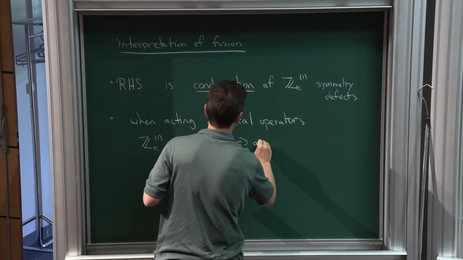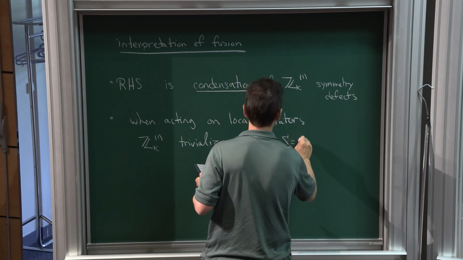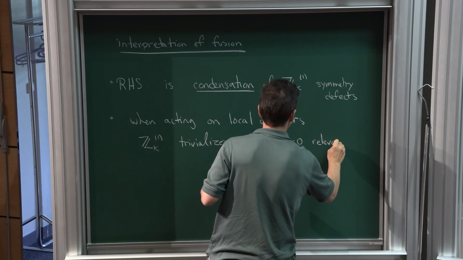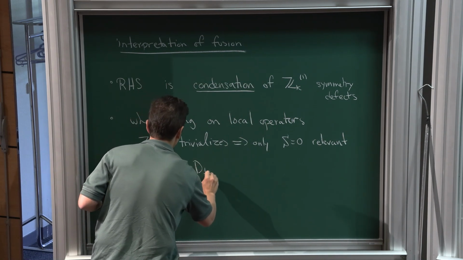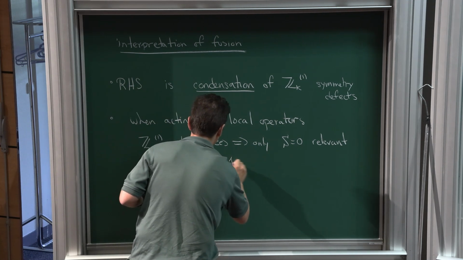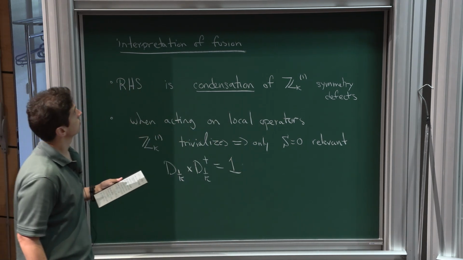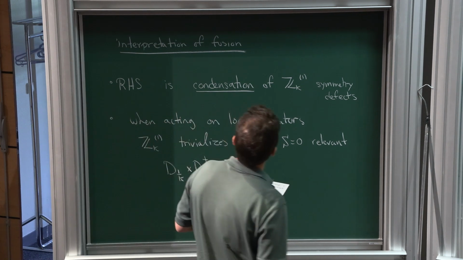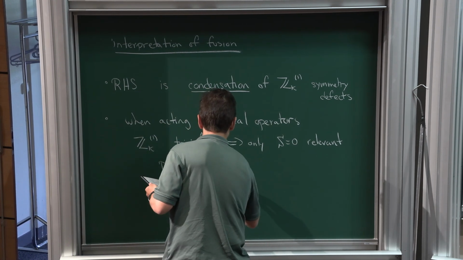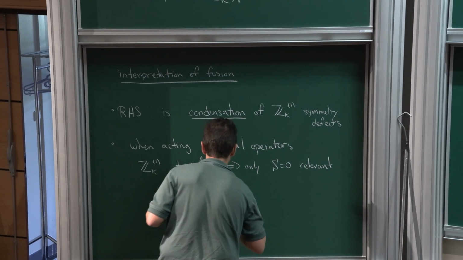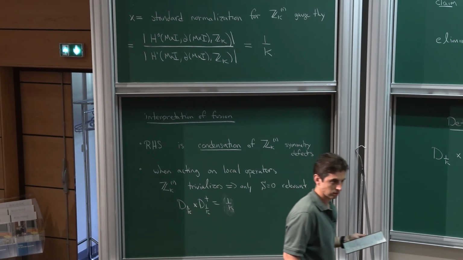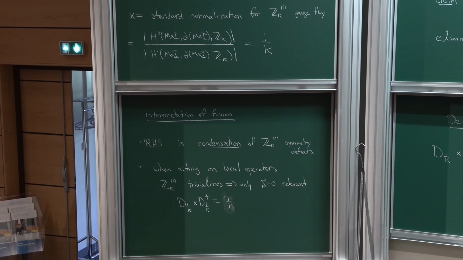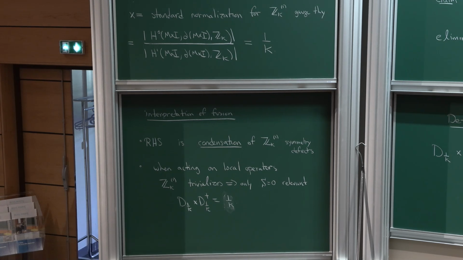So this means only s equals 0 is relevant. And then we get D times D dagger equals 1. Did I get 1? 1 over k. Thank you. 1 over k. So not 1, but definitely invertible. So on local operators, you don't see anything super unusual except for that normalization.